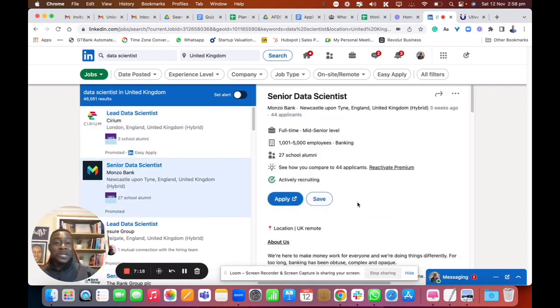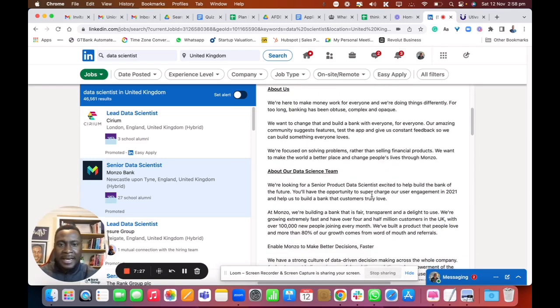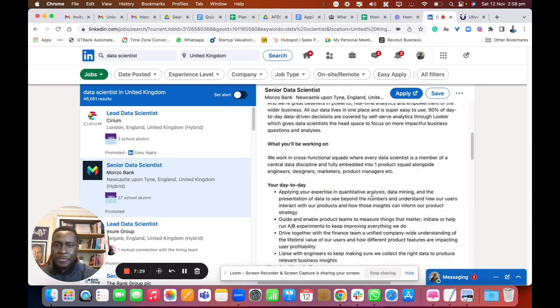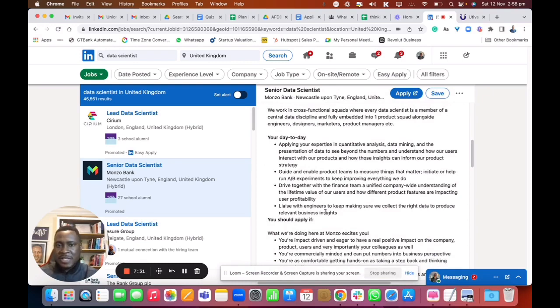Monzo is another very successful company in the UK hiring data scientists. I know Monzo for a fact that they always hire data scientists and they don't give up on that. Let's see what they are looking for. Again, if I run down through the stacks, what will your day to day be? What is this going to look like?